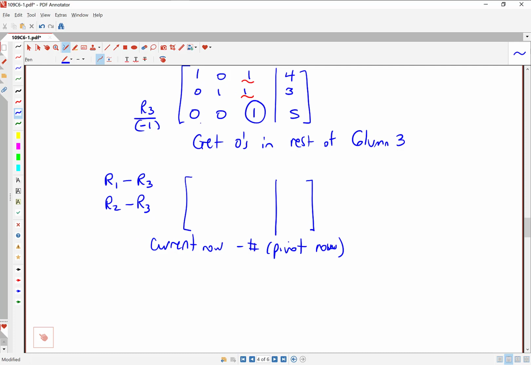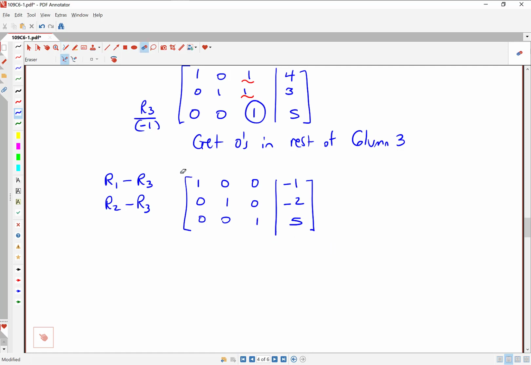So let's try row 1 minus row 3. We're going to have 1 minus 0 is 1. 0 minus 0 is 0. 1 minus 1 is 0. And then 4 minus 5 is a negative 1. Let's try the same thing with row 2 minus row 3. So we're going to have 0 minus 0 is 0. 1 minus 0 is 1. 1 minus 1 is 0, and then 3 minus 5 is a negative 2. And the bottom row can just get recopied because nothing's changing there.